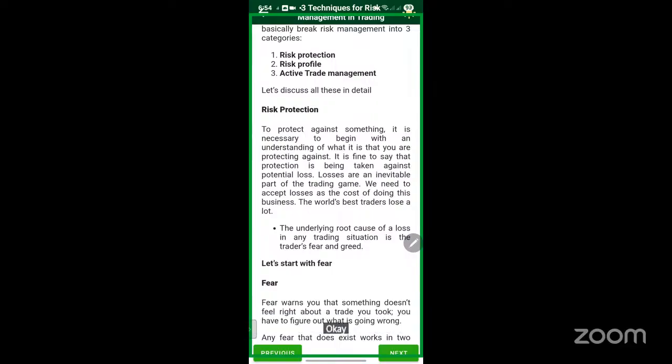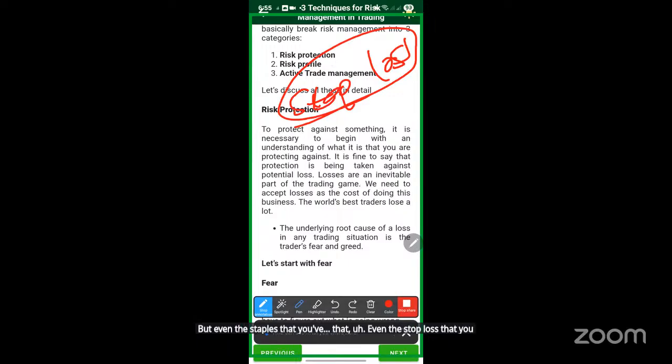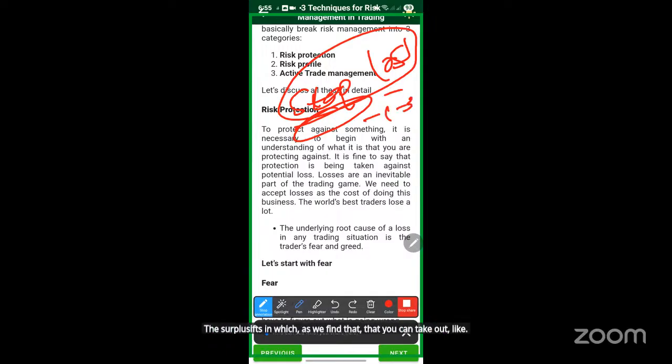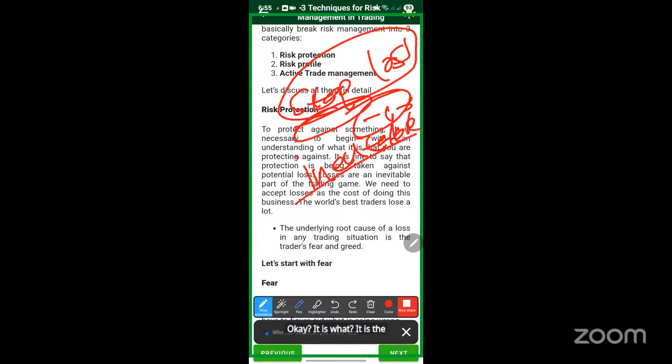But sometimes, like when you come into futures, you can set a stop loss. The stop loss you set in futures, we find that you can still lose like $1 to $3 despite the stop loss. So that's why they're saying that it is inevitable.